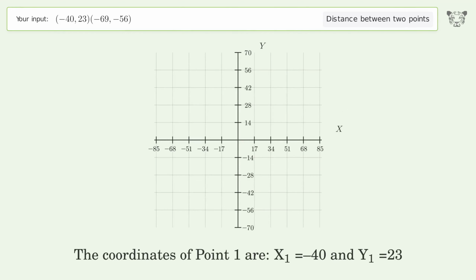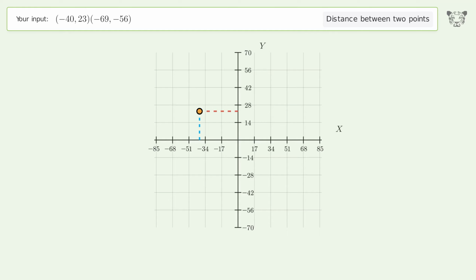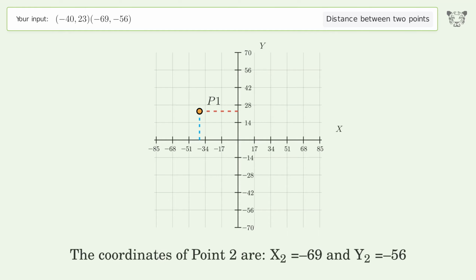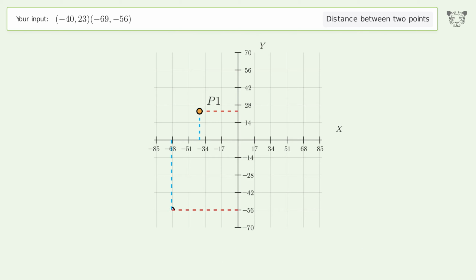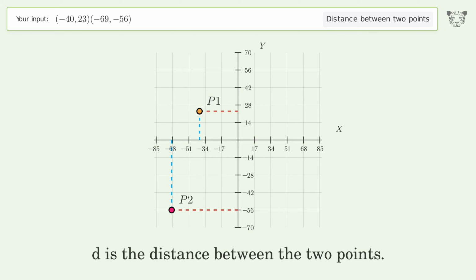The coordinates of point 1 are, x1 equals -40 and y1 equals 23. The coordinates of point 2 are, x2 equals -69 and y2 equals -56. D is the distance between the 2 points.